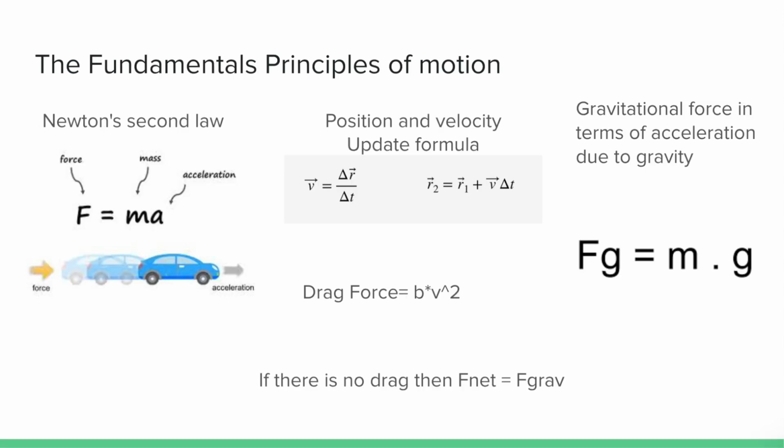The fundamental principles of motion that I'm using for this experiment are Newton's second law, which is F equals ma, the position and velocity update formula, gravitational force in terms of acceleration due to gravity, and drag force. It is important to note that if there is no drag force in a projectile motion, then F net is equal to the force of gravity.